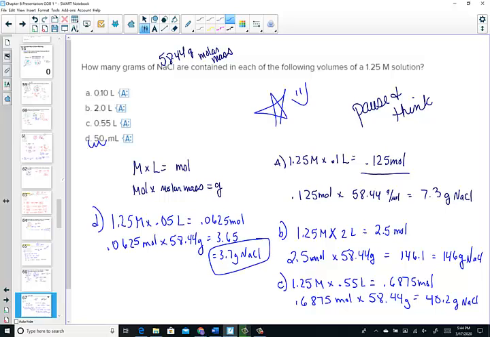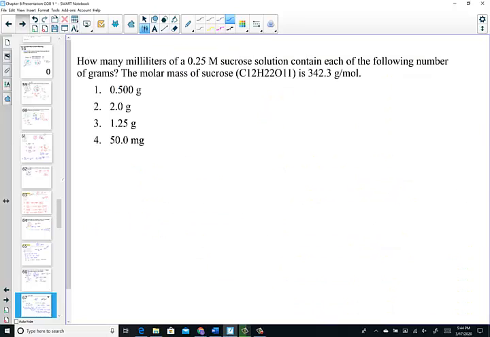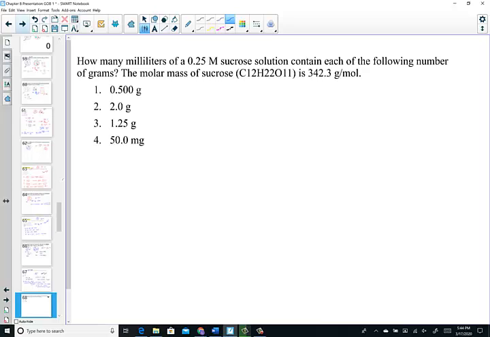Give yourself a big old smiley face. It just feels good. We've been doing all kinds of hard work with molarity problems. Yeah, I did catch that one.